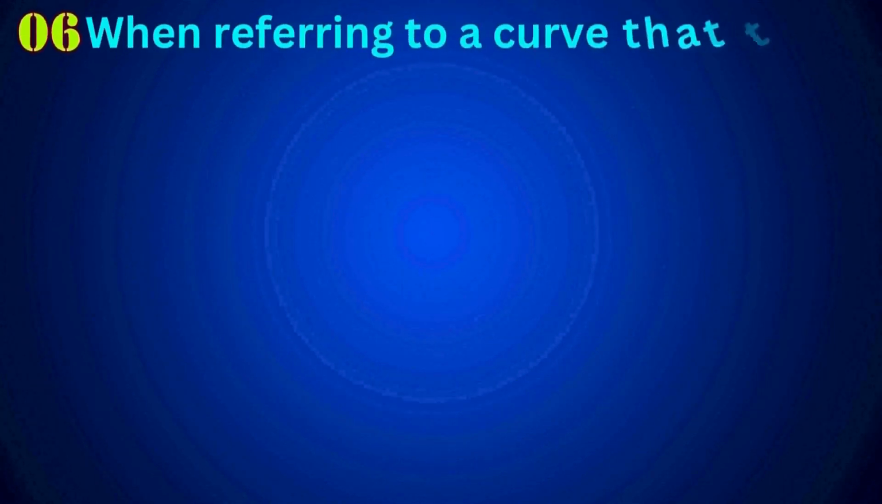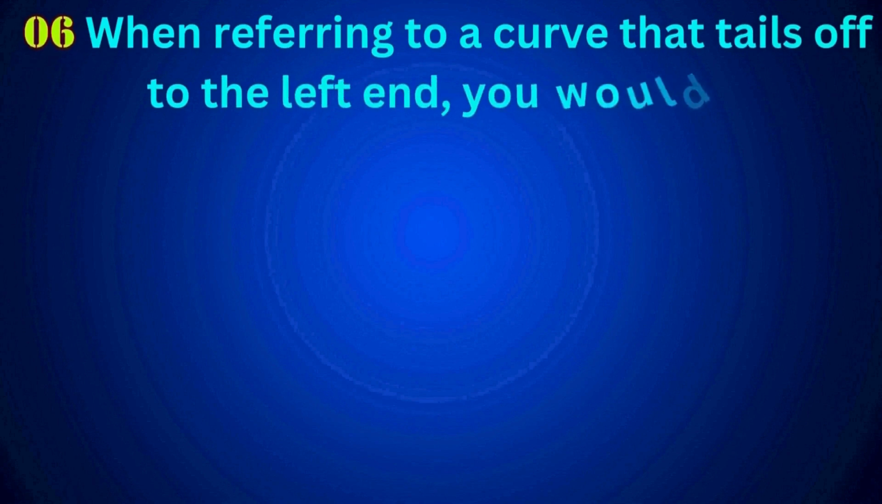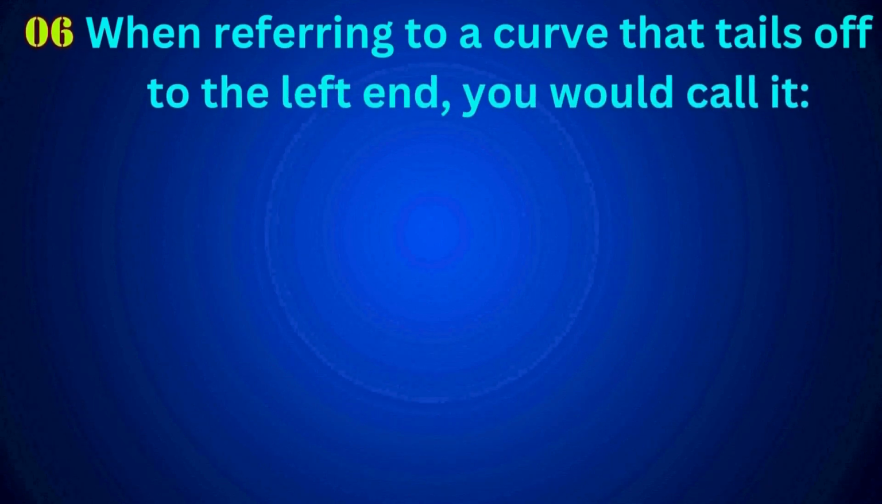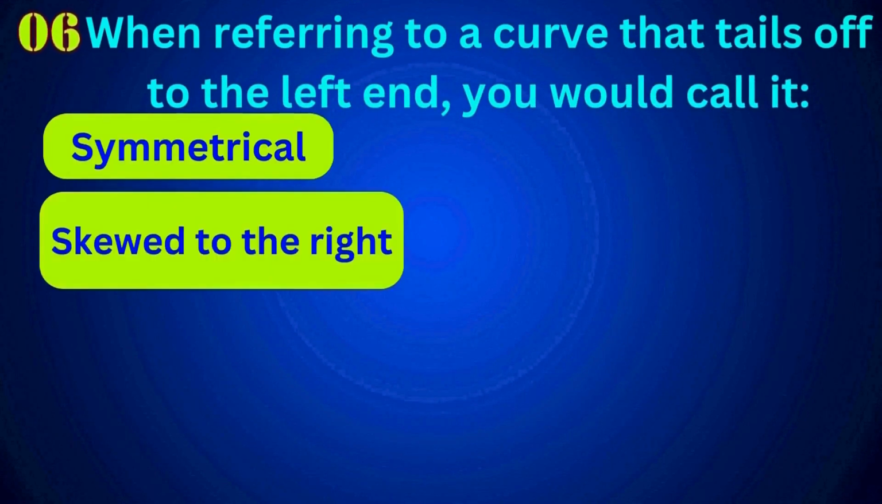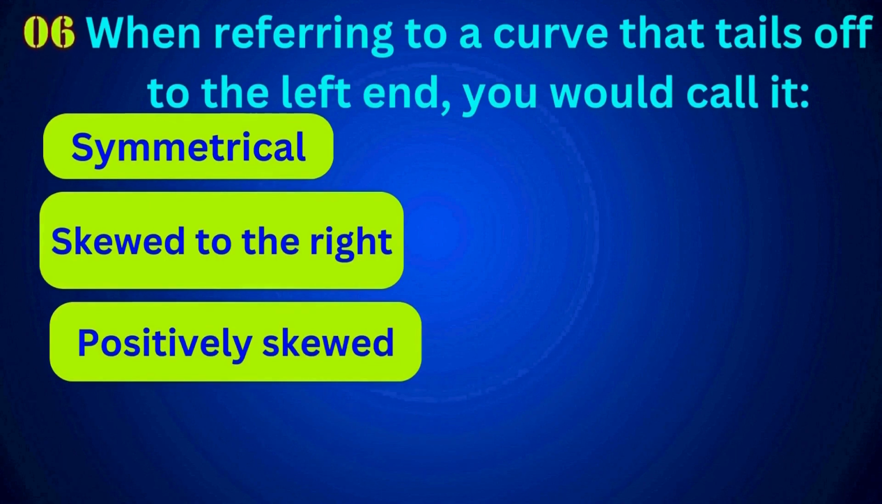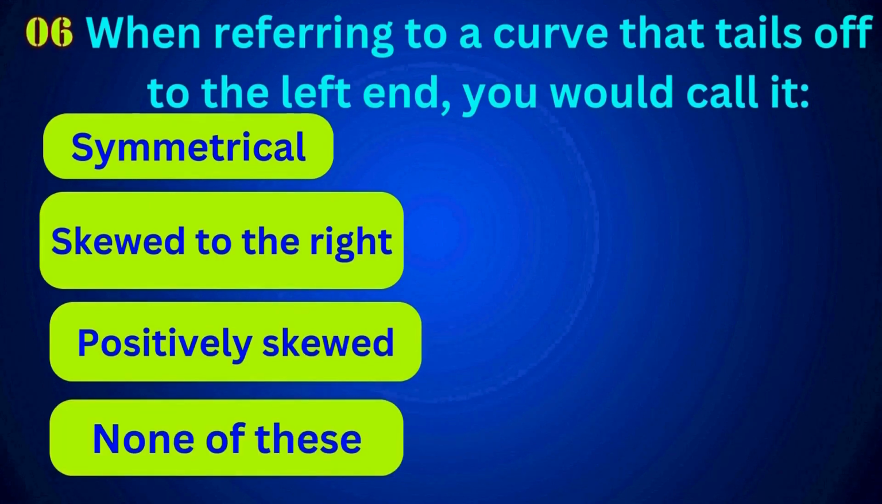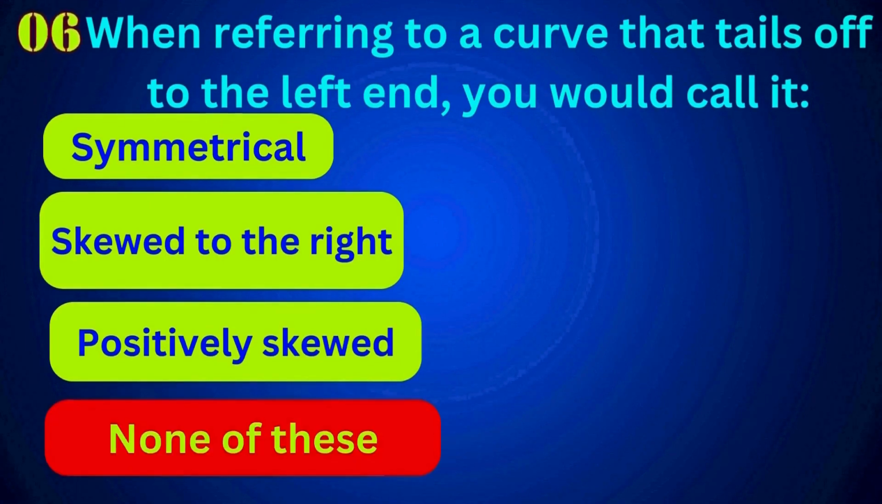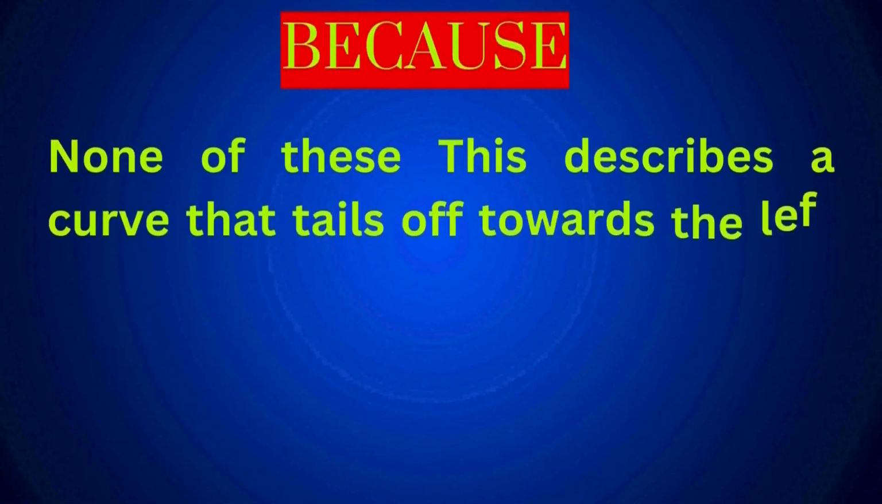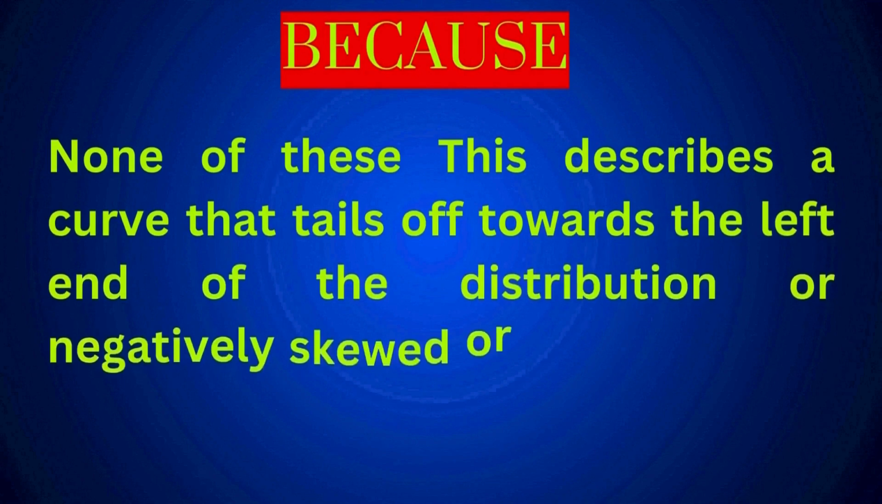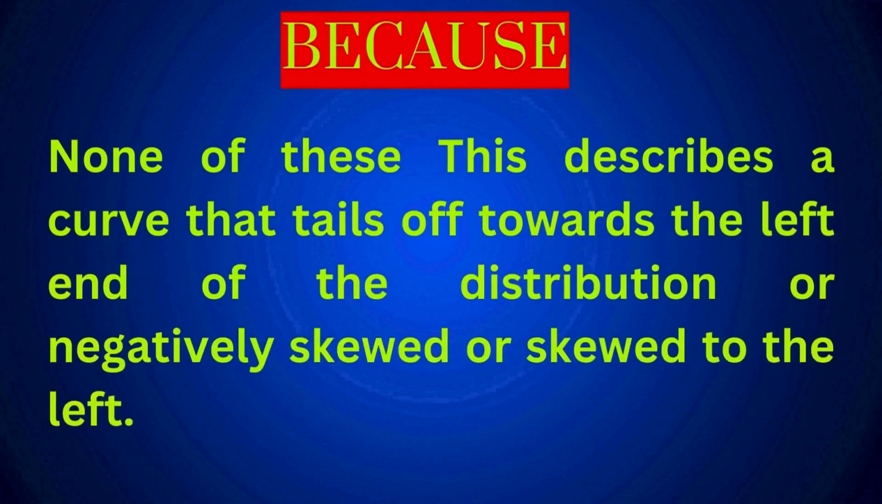When referring to a curve that tails off to the left end, you would call it. Options are symmetrical, skewed to the right, positively skewed, none of these. Right option is: none of these, because this describes a curve that tails off towards the left end of the distribution, or negatively skewed, or skewed to the left.